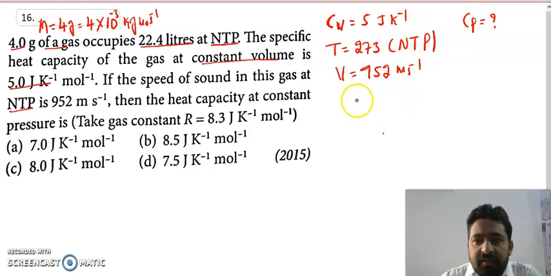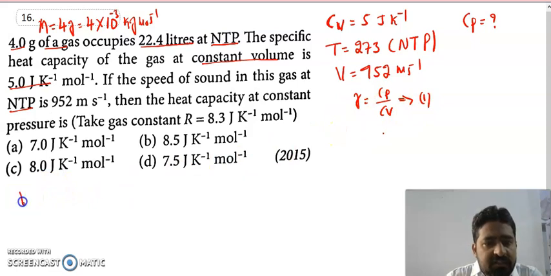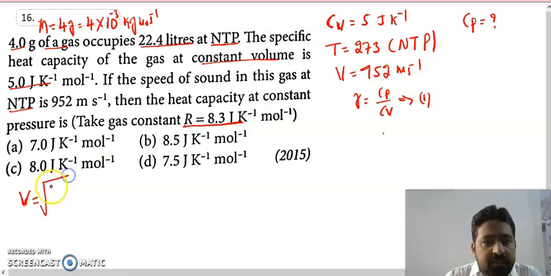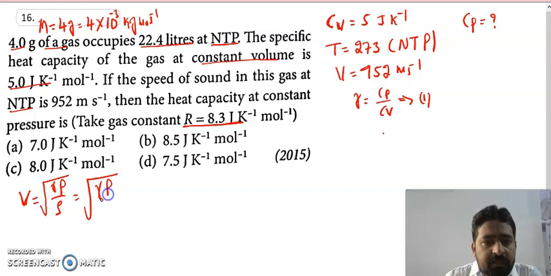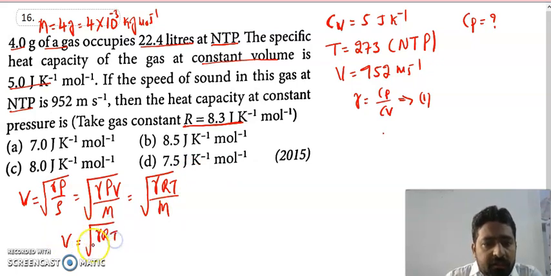However, how are Cp and Cv related? Gamma is equal to Cp by Cv. How do we find gamma? Let's see, from velocity. The velocity is the square root of gamma P divided by density. Density means mass divided by volume, and PV is equal to RT. So the final is v is equal to the square root of gamma RT divided by M.